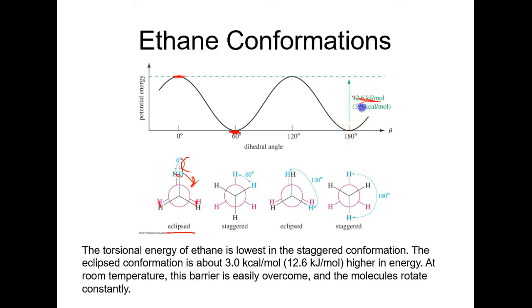Don't worry about the numbers. I'm not going to worry about any of the numbers. But basically, I want you to understand that if it's eclipsed, higher energy; staggered, lower energy. Okay, so they talk about how the torsional energy of ethane is lowest in the staggered. The eclipsed conformation is higher in energy. Again, don't worry about a number. At room temperature, this barrier is easily overcome and the molecules rotate constantly.